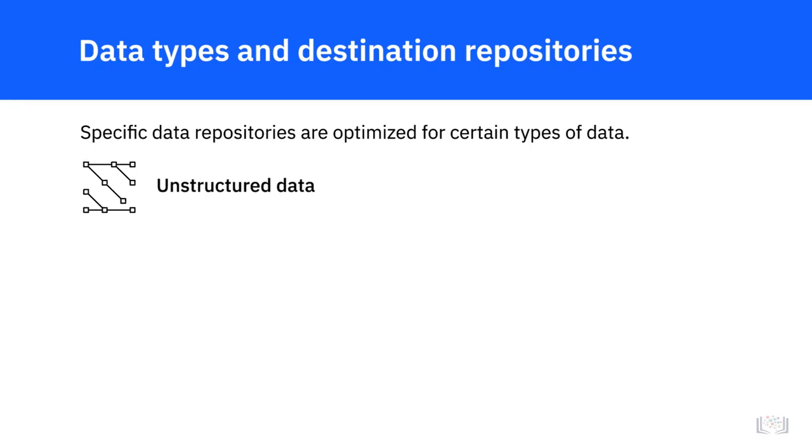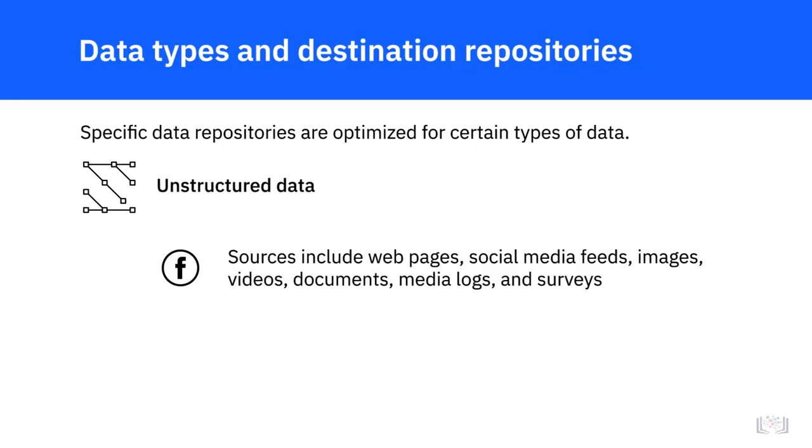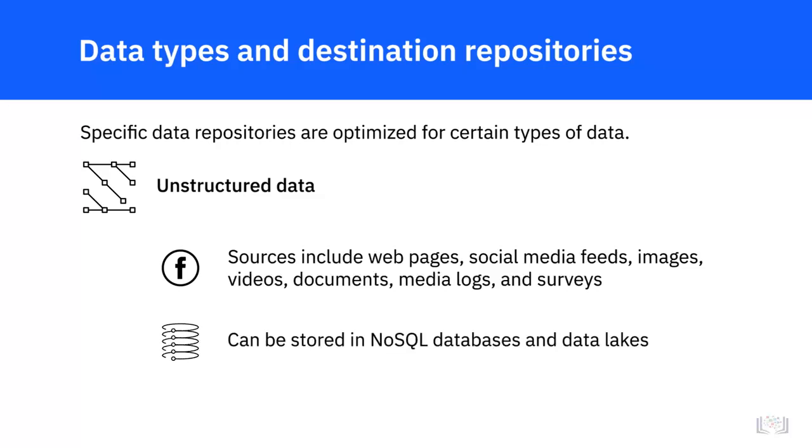Unstructured data is data that does not have a structure and cannot be organized into a schema, such as data from web pages, social media feeds, images, videos, documents, media logs, and surveys. NoSQL databases and data lakes provide a good option to store and manipulate large volumes of unstructured data. Data lakes can accommodate all data types and schema.